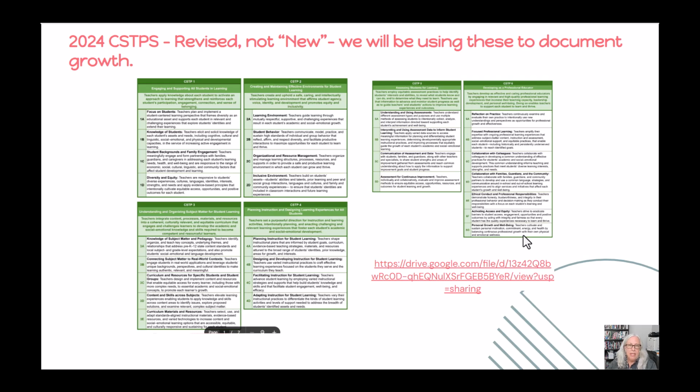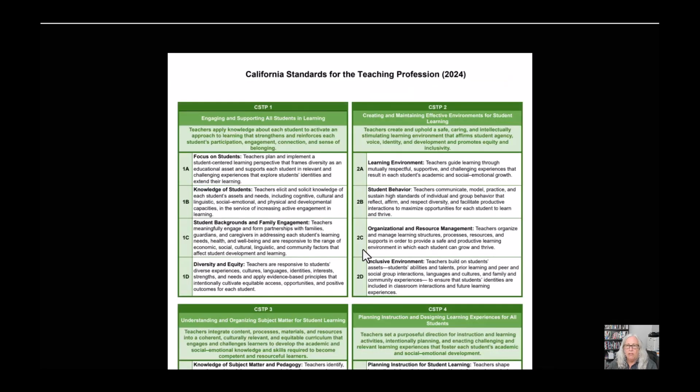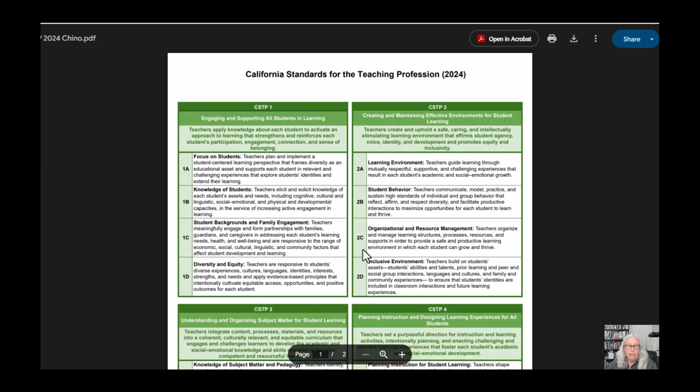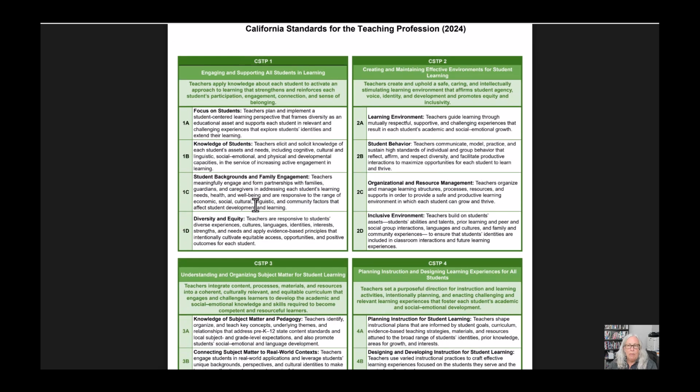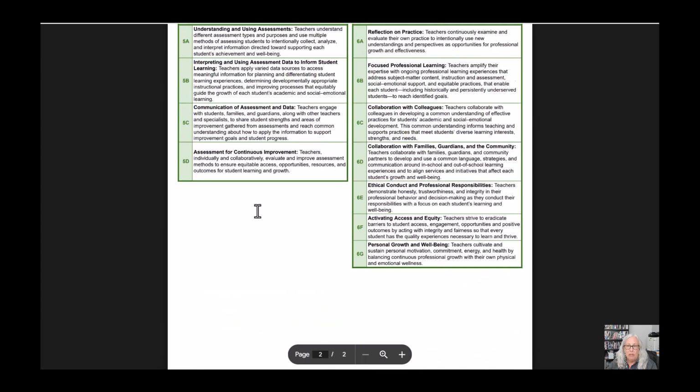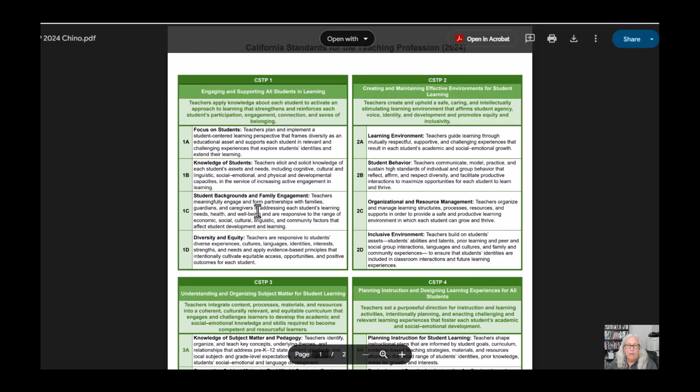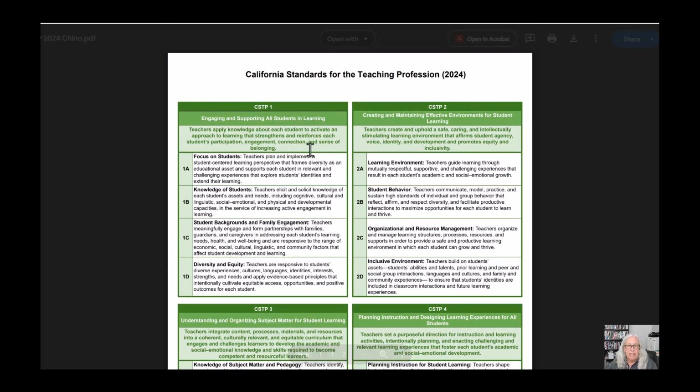This year we will be using the new 2024 revised CSTPs. And this is what they look like, and here is a link. They're also in your Google Classroom. I want you to notice that each standard is the same as the previous ones, but the substandards are looking a little bit different, and they take up 2 pages. So you have 1 through 6, you have the standard, and you have the substandard, and then you have all the elements that are underneath that.